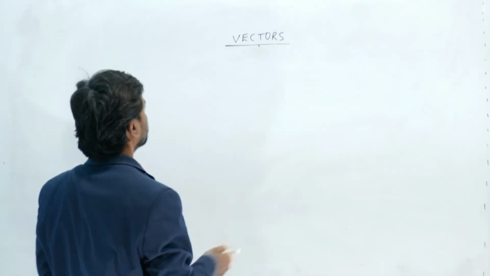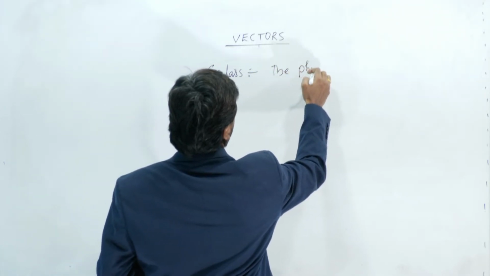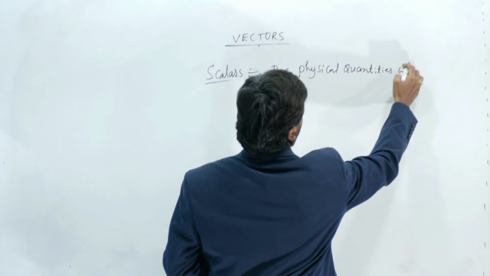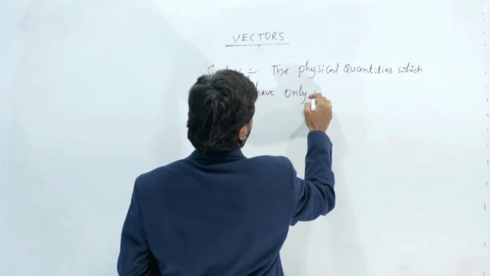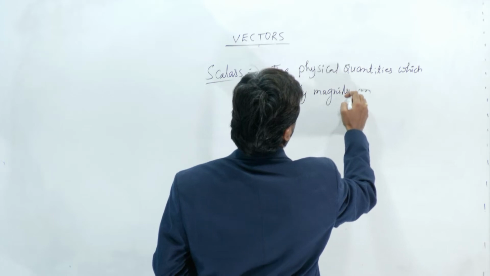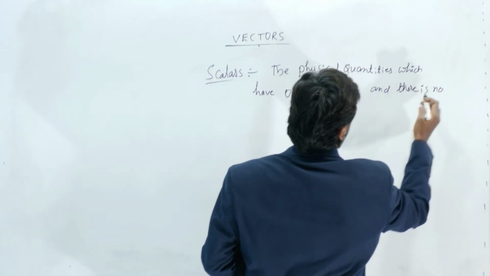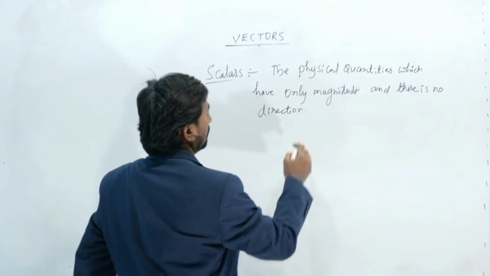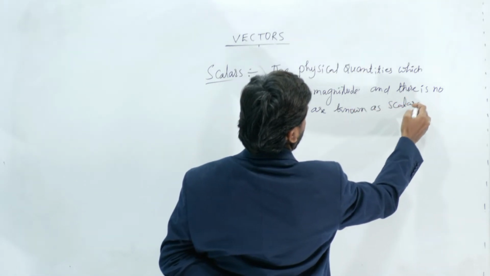Now we'll see the scalars. Scalars are the physical quantities which have only magnitude and there is no direction. They are known as scalar physical quantities.